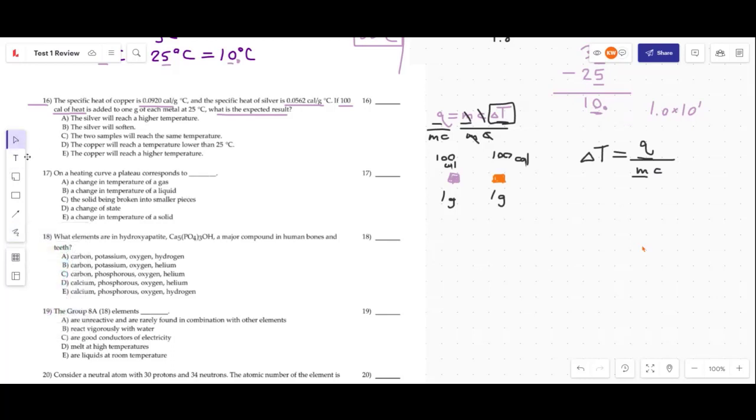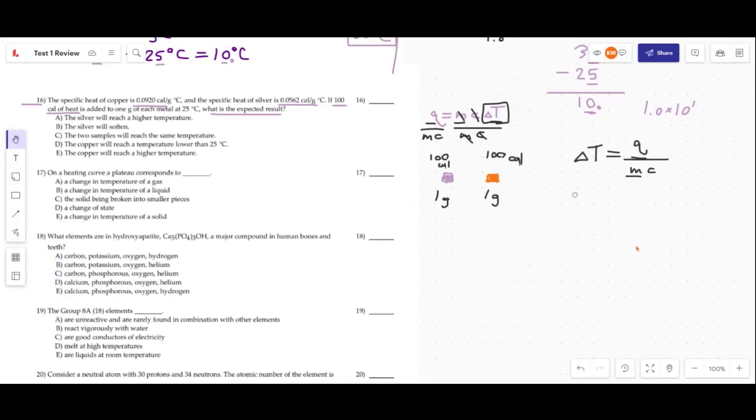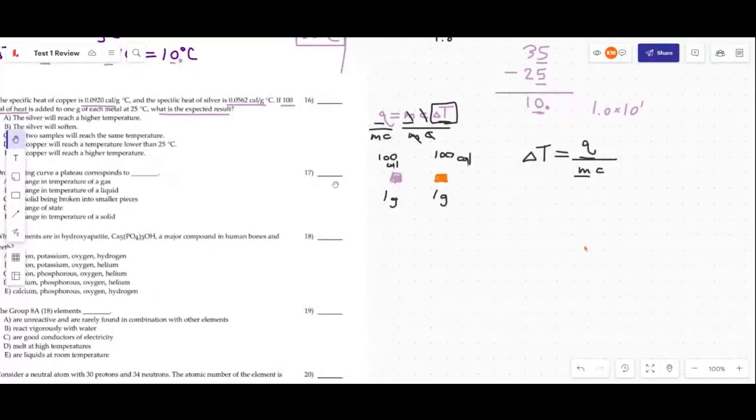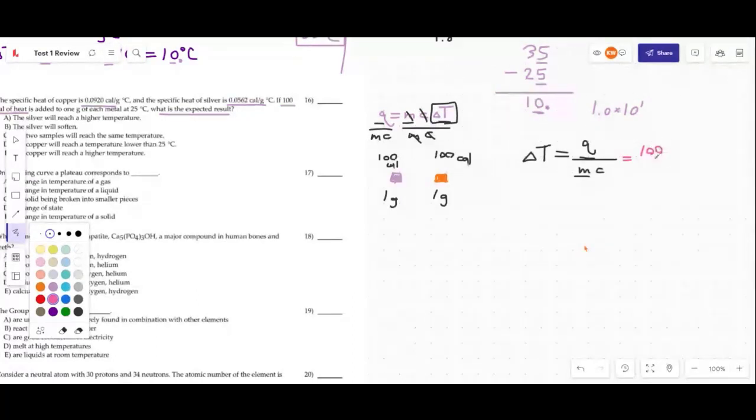I think it might be helpful in this case to just go ahead and do the calculation, because this does seem a little bit confusing. So let's say we put 100 calories on top here, and we have 1 gram of the metal on bottom. This will be for silver: 0.0562 calories per gram degree Celsius.